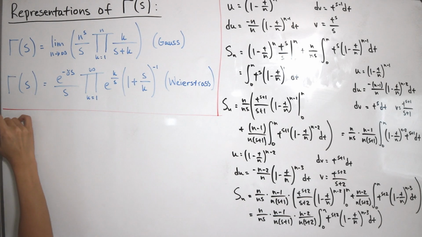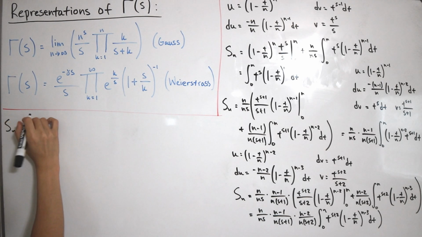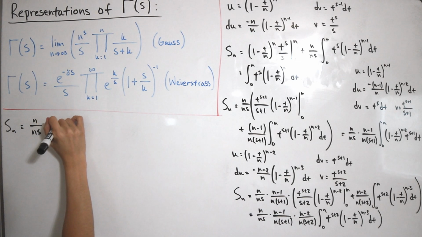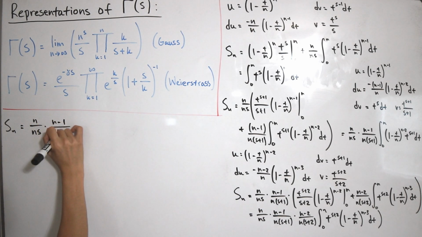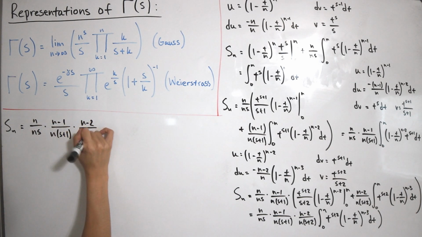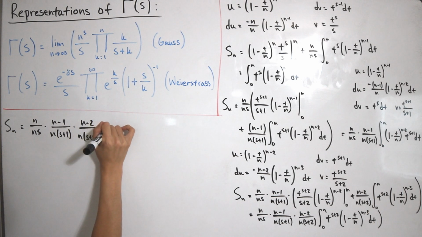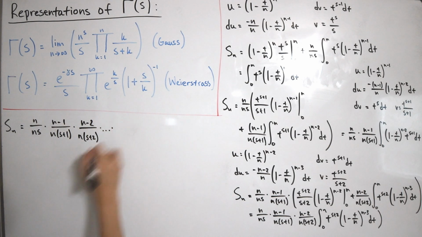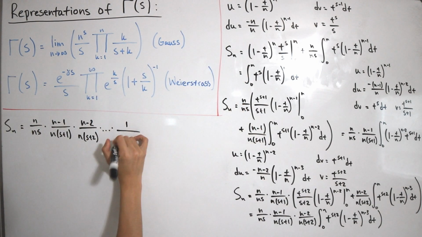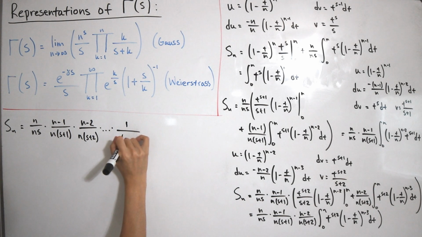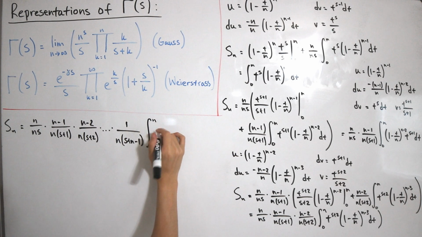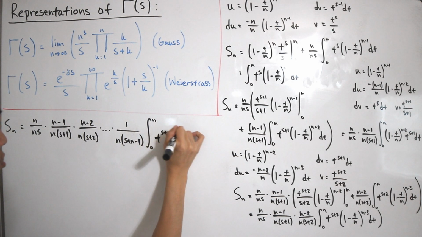With the pattern continuing, we have s of n equal to n divided by n times s, then n minus 1 divided by n times s plus 1, times n minus 2 divided by n times s plus 2, and so on. After n iterations, just like we discussed, this is 1 divided by n times s plus n minus 1, multiplied with the integral from 0 to n of t to the power s plus n minus 1 dt.